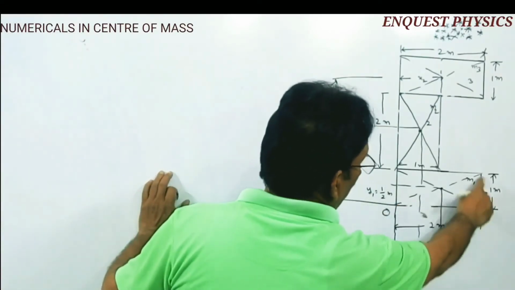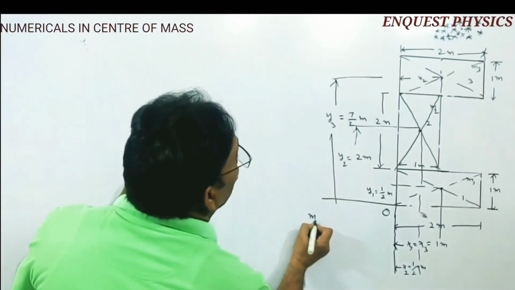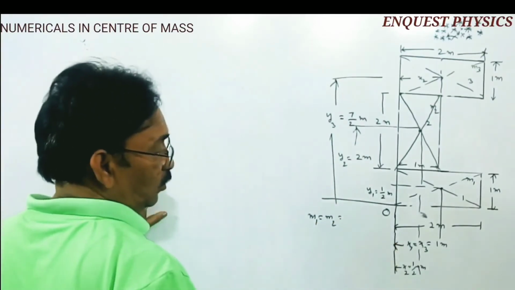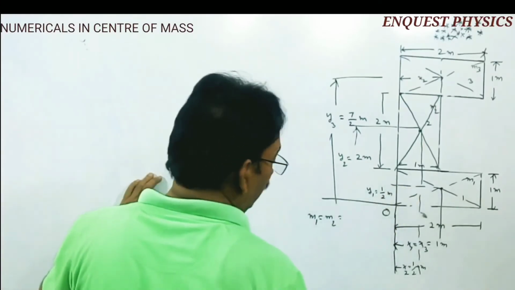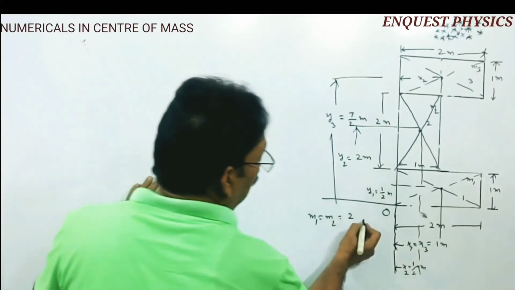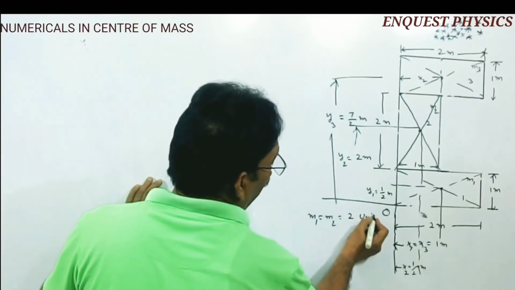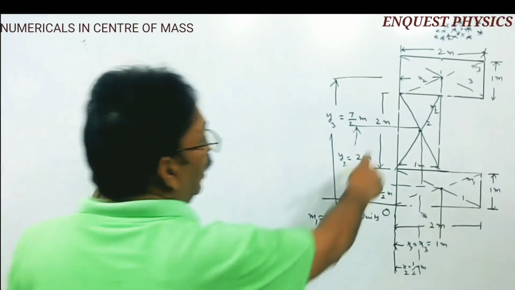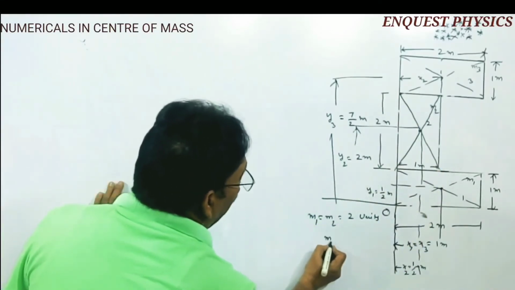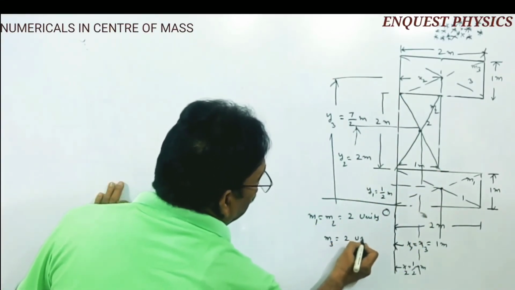It is 2 into 1. m1 is equal to m2. What you get is directly proportional to area, 2. Okay, students, 2 units, you can take it as the kg, and this one 2 into 1. Okay, m3 is equal to 2 units.